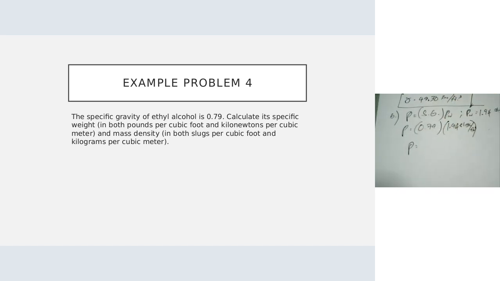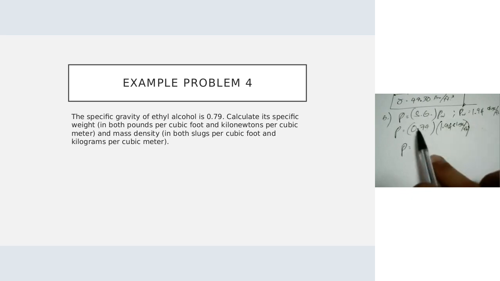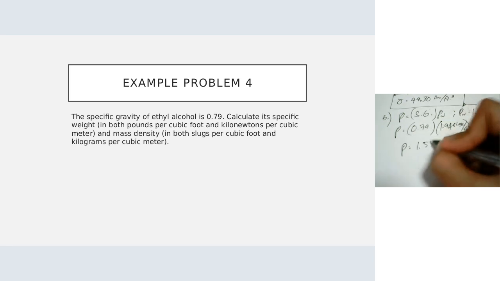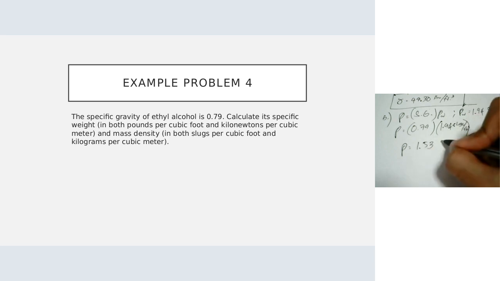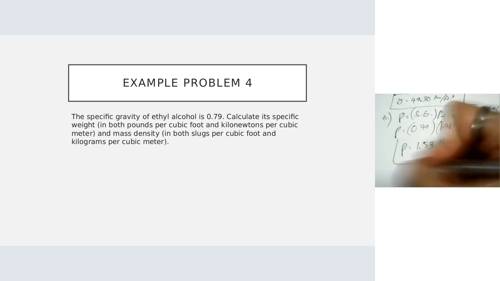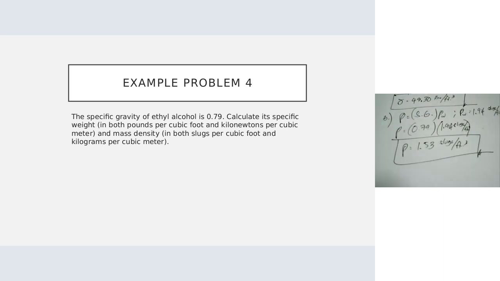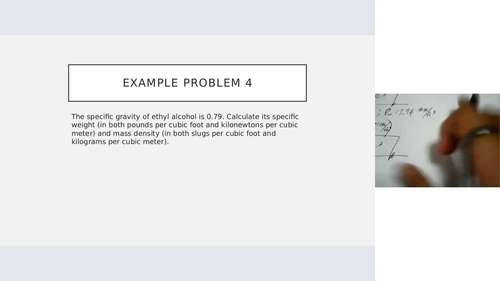Now, getting the mass density of ethyl alcohol, we have 0.79 times 1.94. Can you compute? So it's equal to what? 1.53. This is slugs per cubic foot. Okay. That's the mass density of ethyl alcohol in slugs per cubic foot.